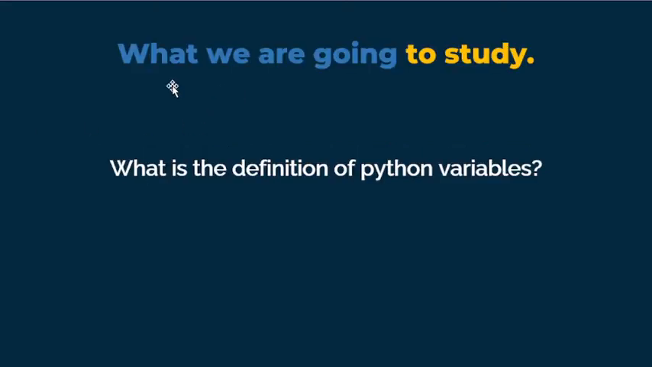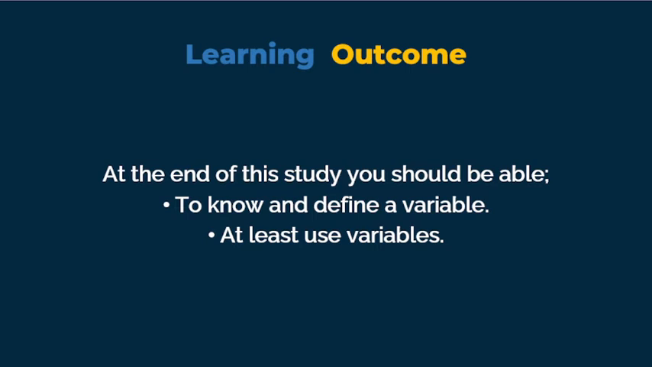What we are going to study here is the definition of Python variables. At the end of this study, you're supposed to have an understanding of what a Python variable is. That's why we say the learning outcome is that you should be able to know and define a variable, and at least you should be able to use variables.